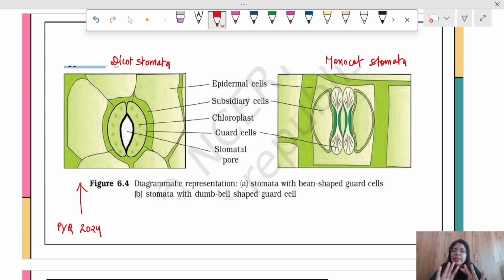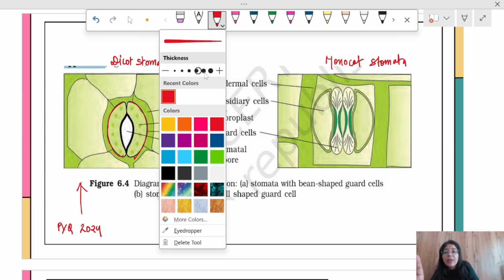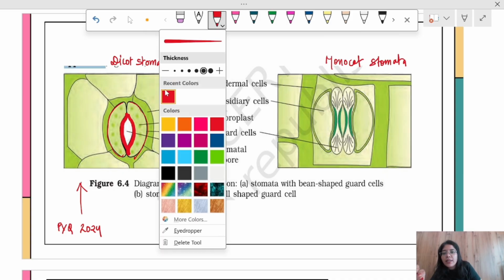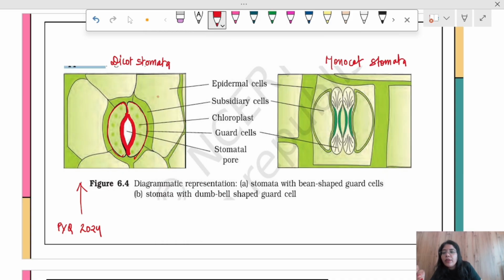Okay, so you can see very nicely here that they are talking about some specialized cells, which are these cells, right? These specialized cells are bean shaped or kidney bean shaped, right? And you can see differential thickening in the cell walls here. The outer walls are thinner as compared to the inner walls. So this is the guard cell. You can see here they have mentioned this structure is guard cell. Okay, this is monocot stomata.